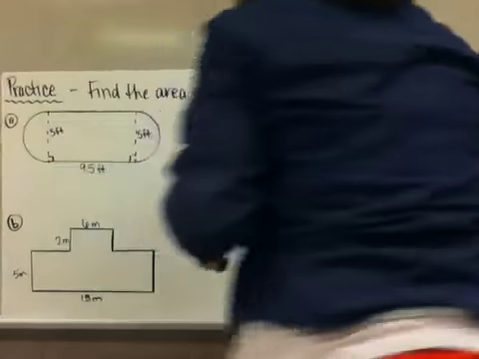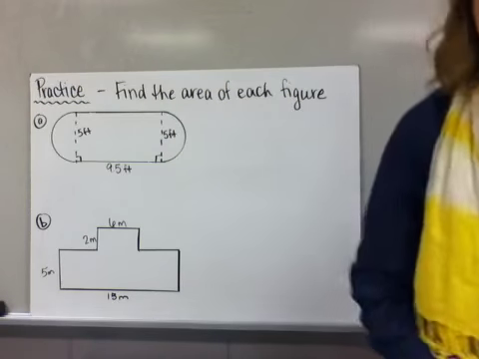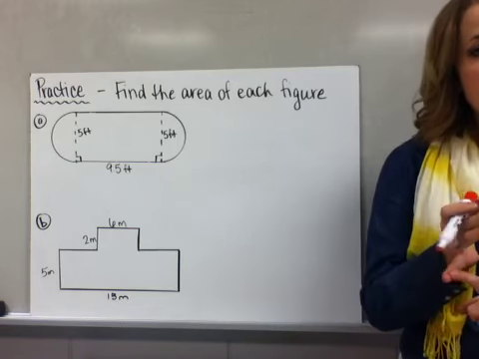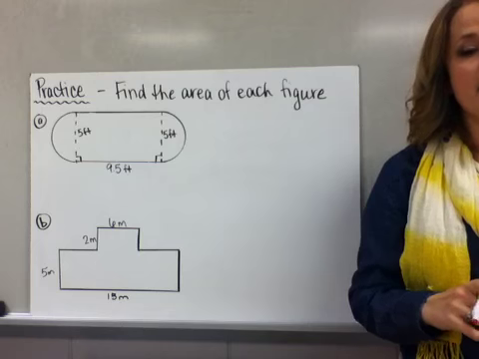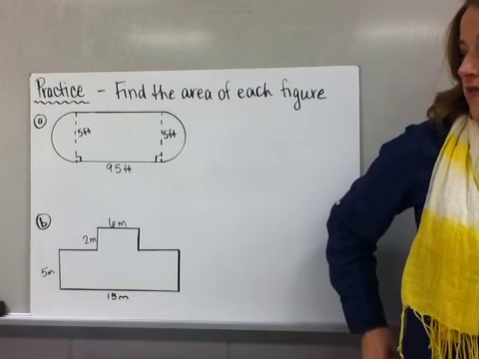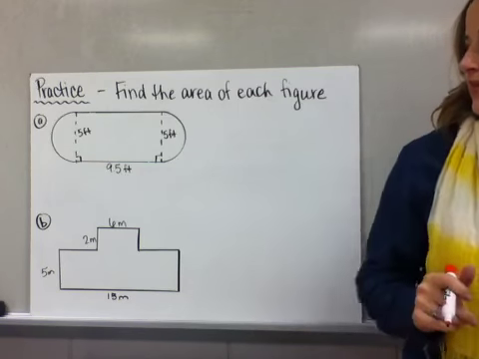Here are two that you can practice on your own. Follow the steps that you wrote down of dividing it into shapes that you're familiar with. Find the area of each of those and then add the areas of the smaller shapes.